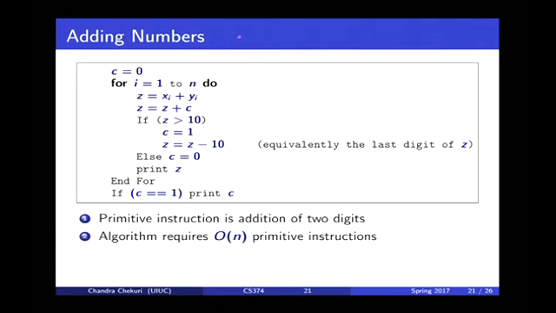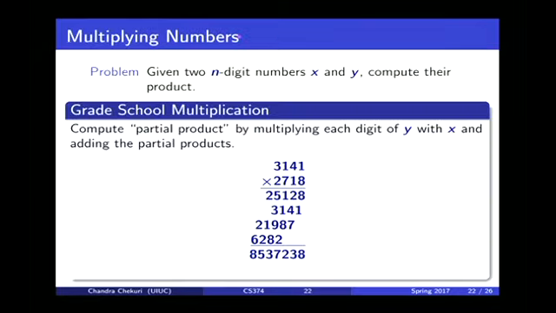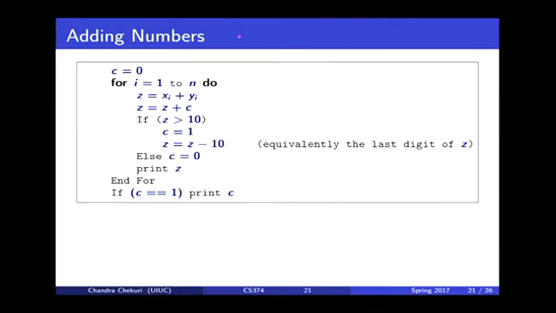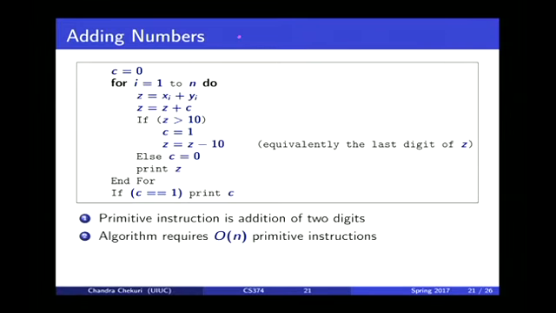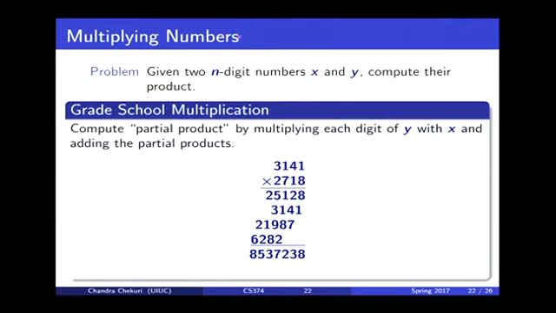Now let's do something a bit more interesting. In some sense, n is the time to just even read the numbers. So you can't do better than n, because you just have to read the input. Scanning the numbers itself takes n time. What about multiplication? That's a bit more interesting.